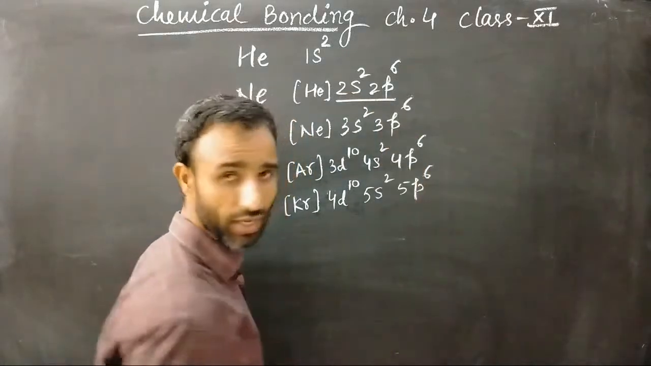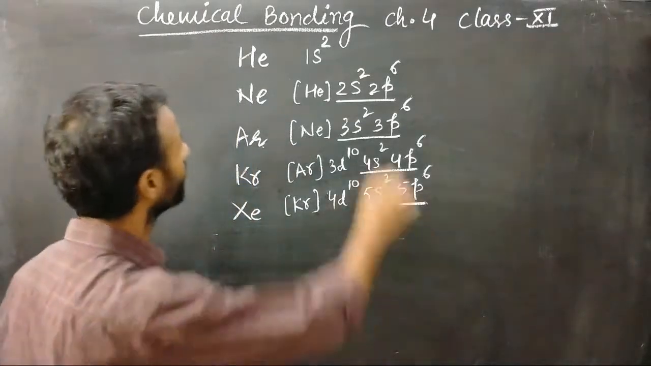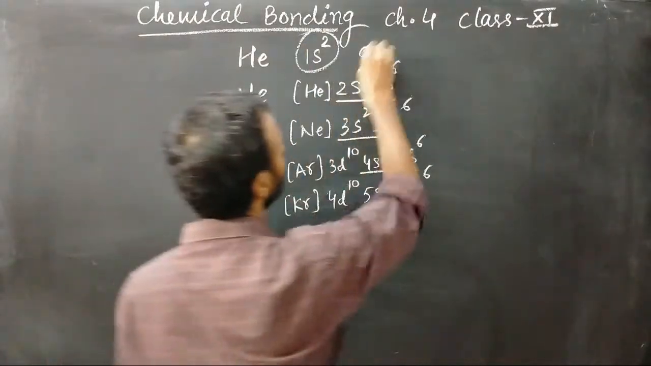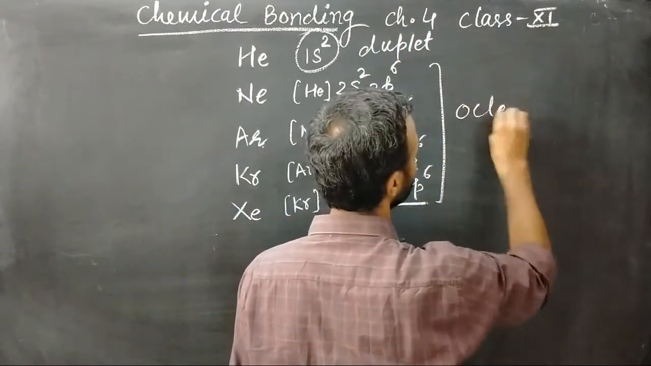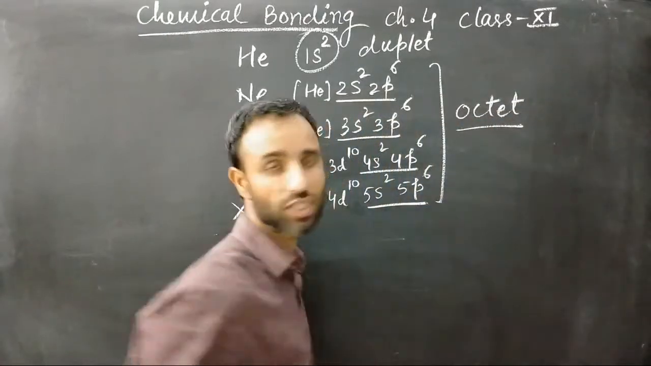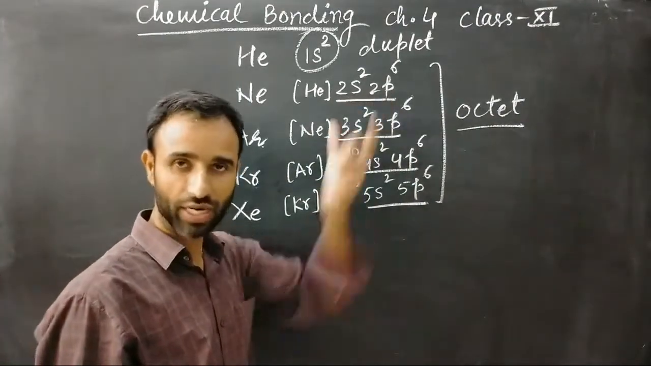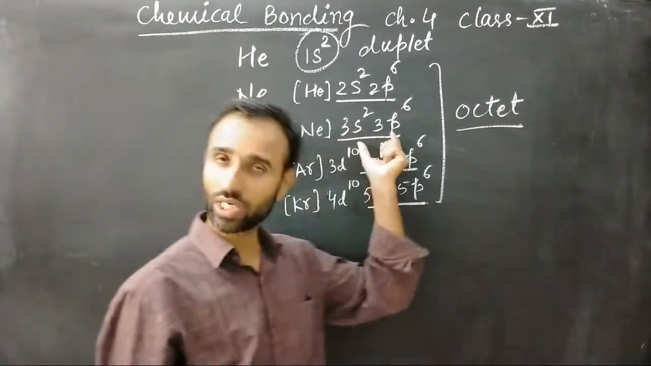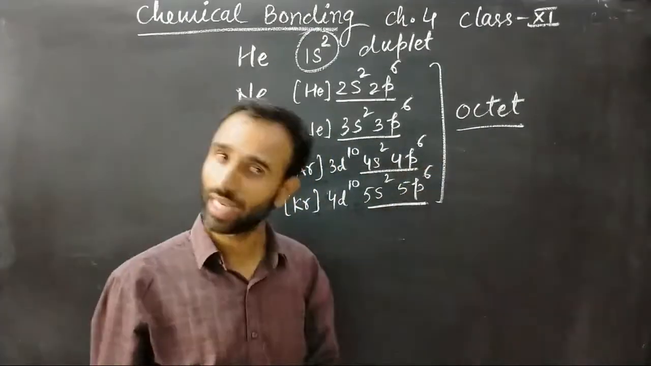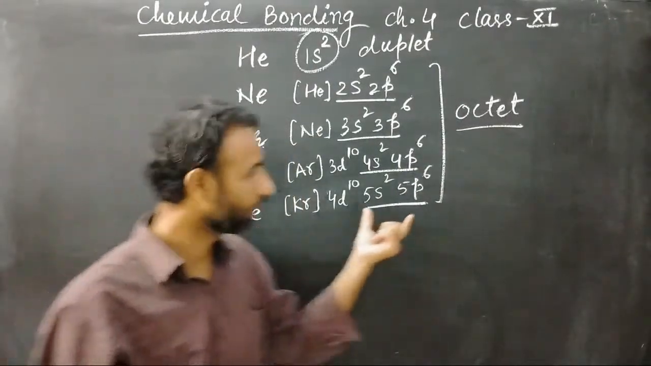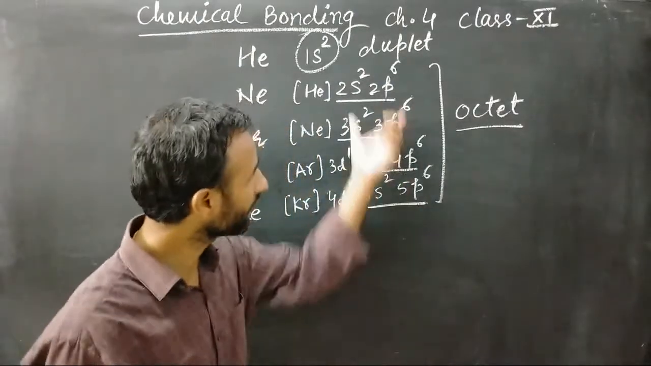In the valence shell there are 8 electrons, except in helium where there is a duplet. In the rest of them, in the valence shell there is a complete octet of electrons. In neon, in the second shell there are 8 electrons. In argon, the third shell has 8 electrons. In krypton, in the fourth shell there are 8 electrons. In xenon, the fifth shell, the outermost shell, has 8 electrons.